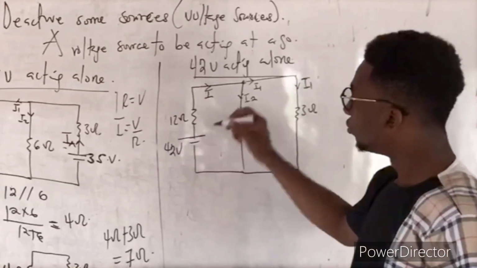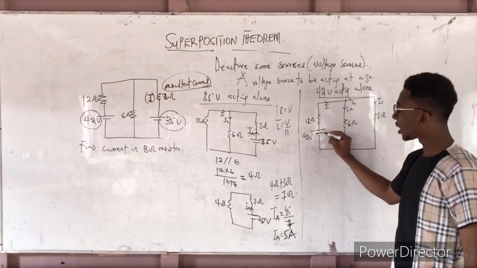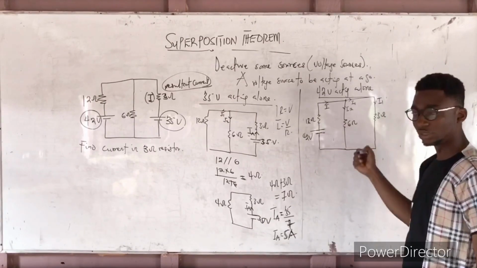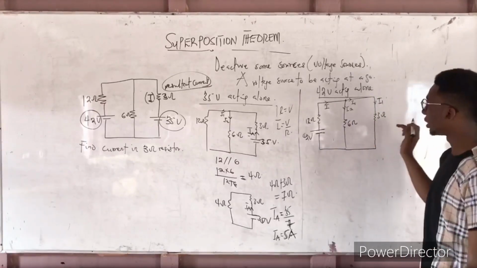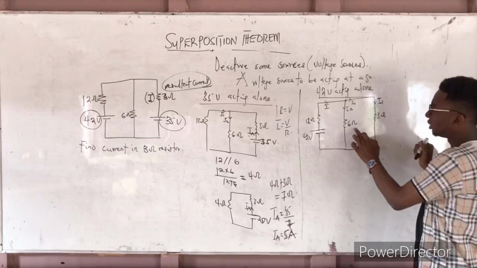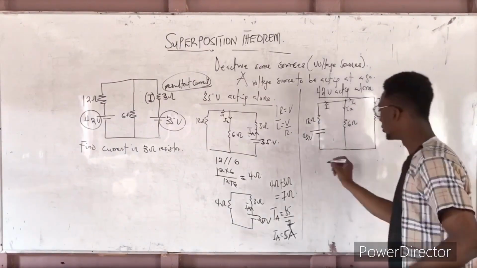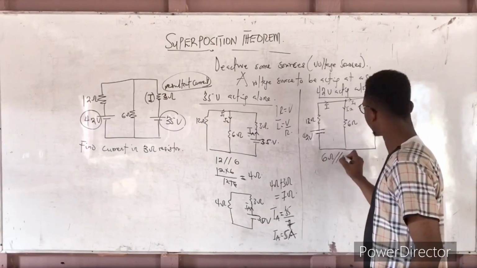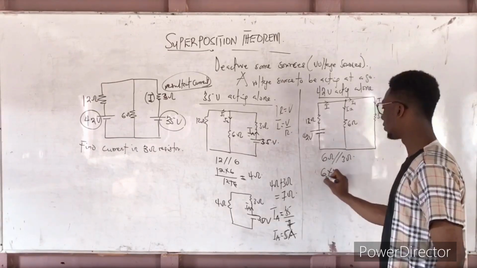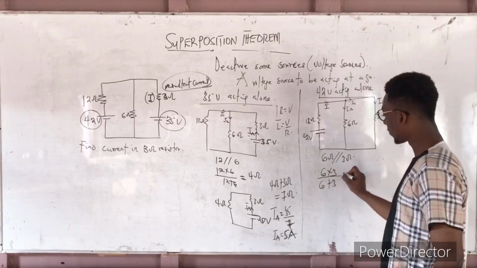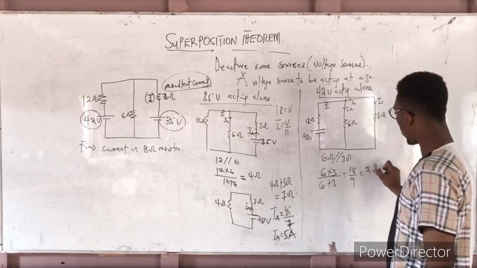Now we can easily find the total current that the 42 volt is producing. Before that, let's find the effective resistance. To find the effective resistance, you realize that this 6 and this 3 are parallel to each other. So the 6 ohm resistor is parallel to the 3 ohm resistor. If it is parallel, then the effective resistance is 6 times 3 divided by 6 plus 3, which is 18 over 9, which gives 2 ohm.